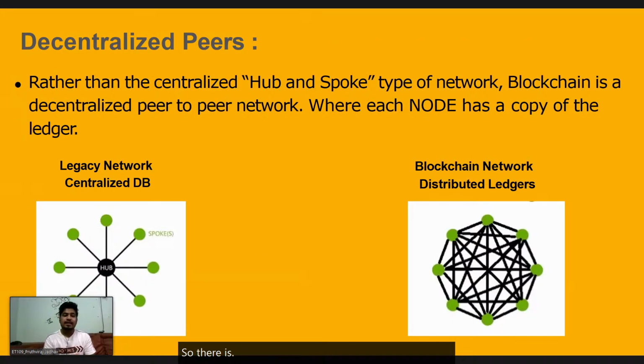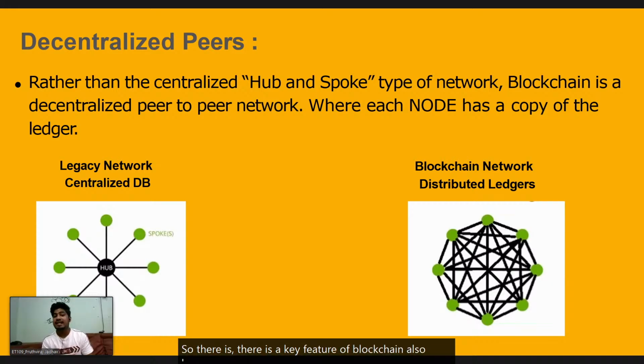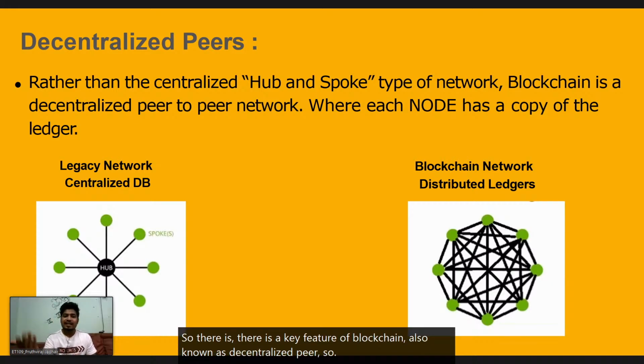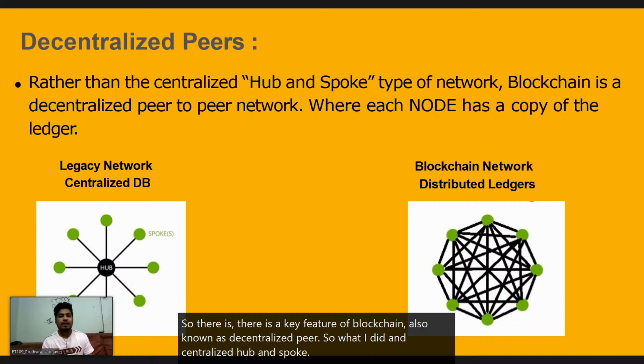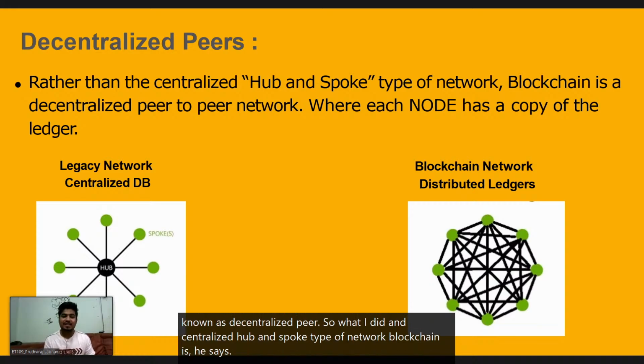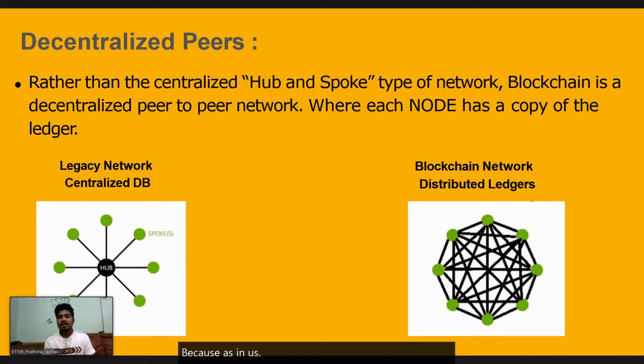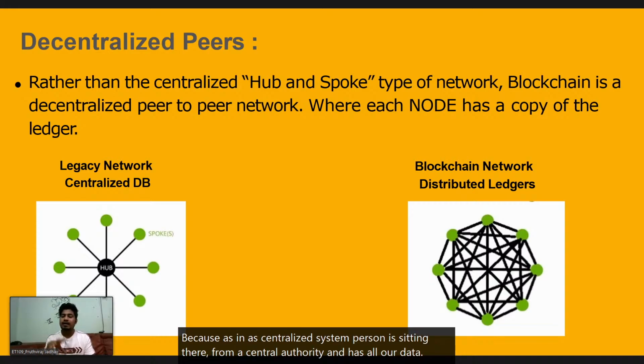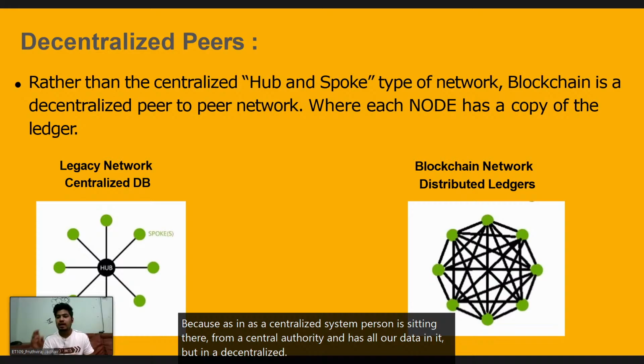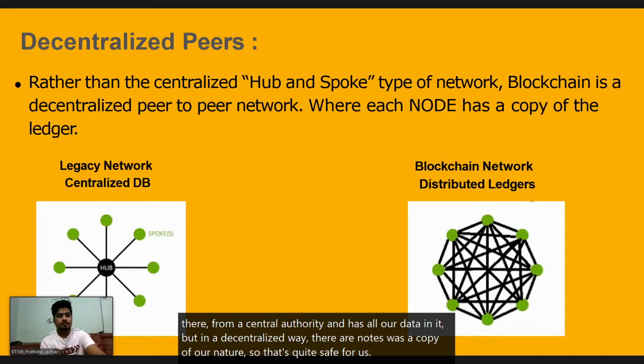So there is a key feature of blockchain, also known as decentralized peer. Rather than a centralized hub and spoke type of network, blockchain is a decentralized peer-to-peer network where each node has a copy of the ledger. Because in our centralized system, a person is sitting there from a central authority and has all our data. But in a decentralized way, there are nodes that have a copy of our ledger, so that's quite safe for us.